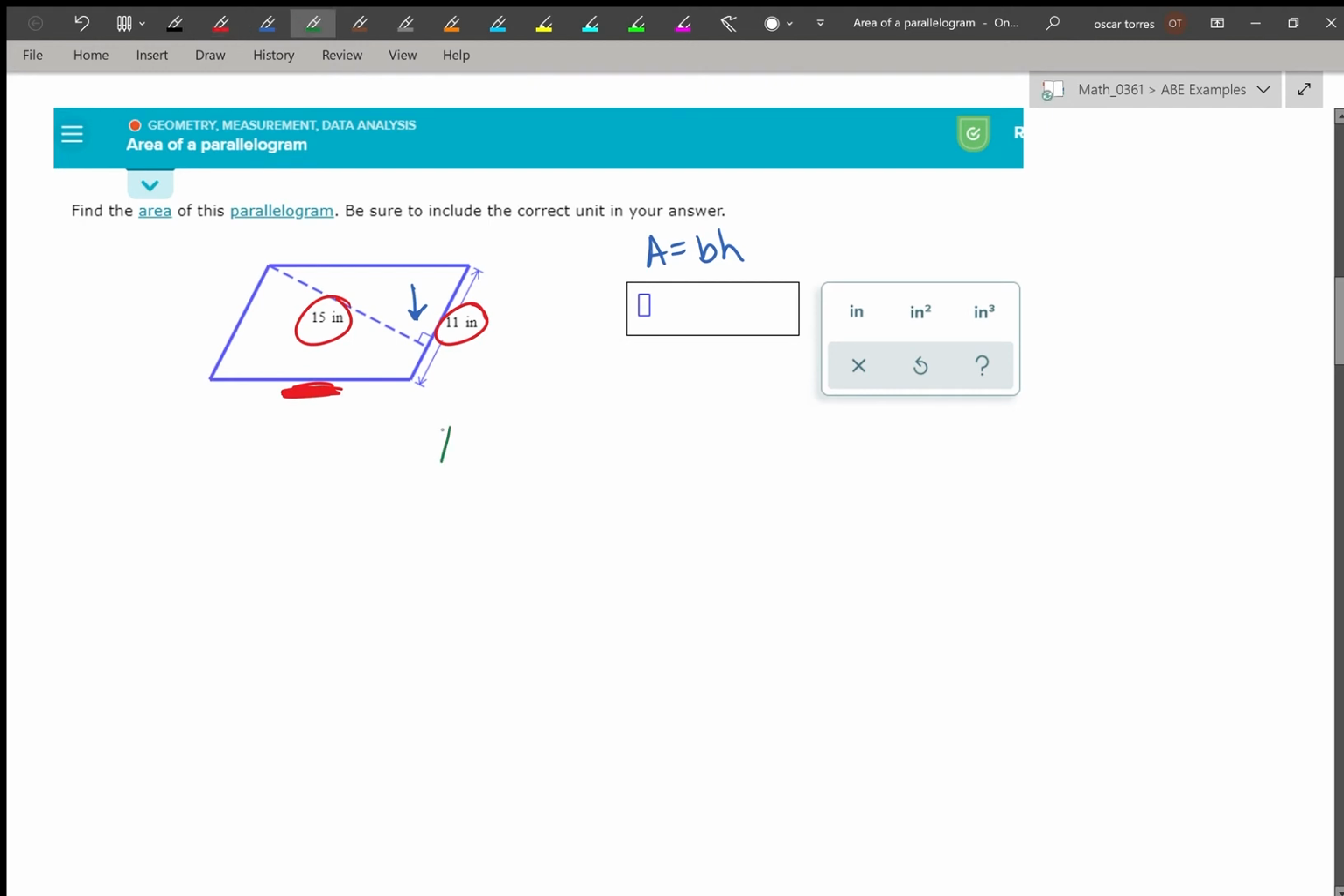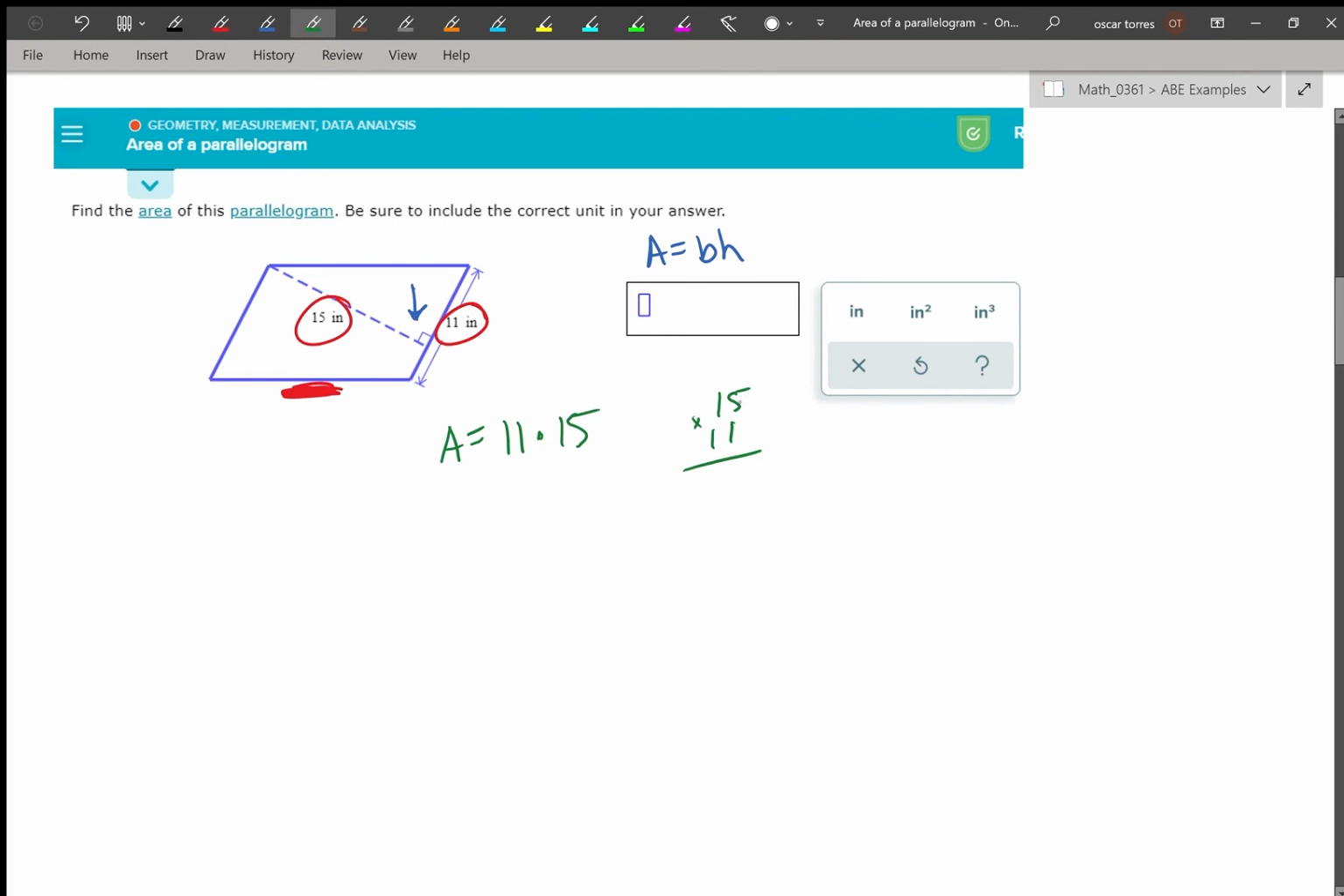So our formula ends up being area equals our base, which in this case the base is the number that's somewhere on the perimeter of the parallelogram. In other words, it's one of the sides of the parallelogram. So we're using 11 as our base, and we're multiplying it by the height, which is this dotted line of 15. We don't have a calculator, so we do need to work this out by hand.